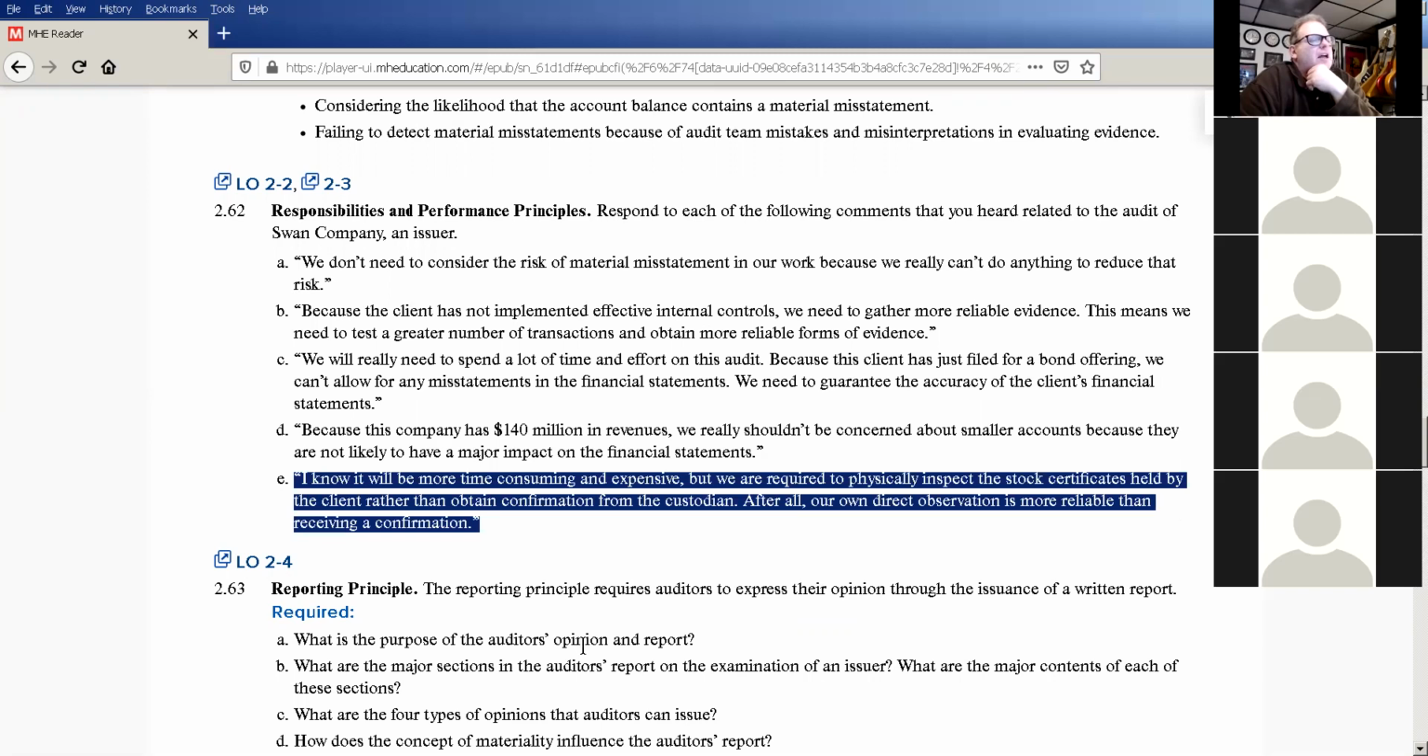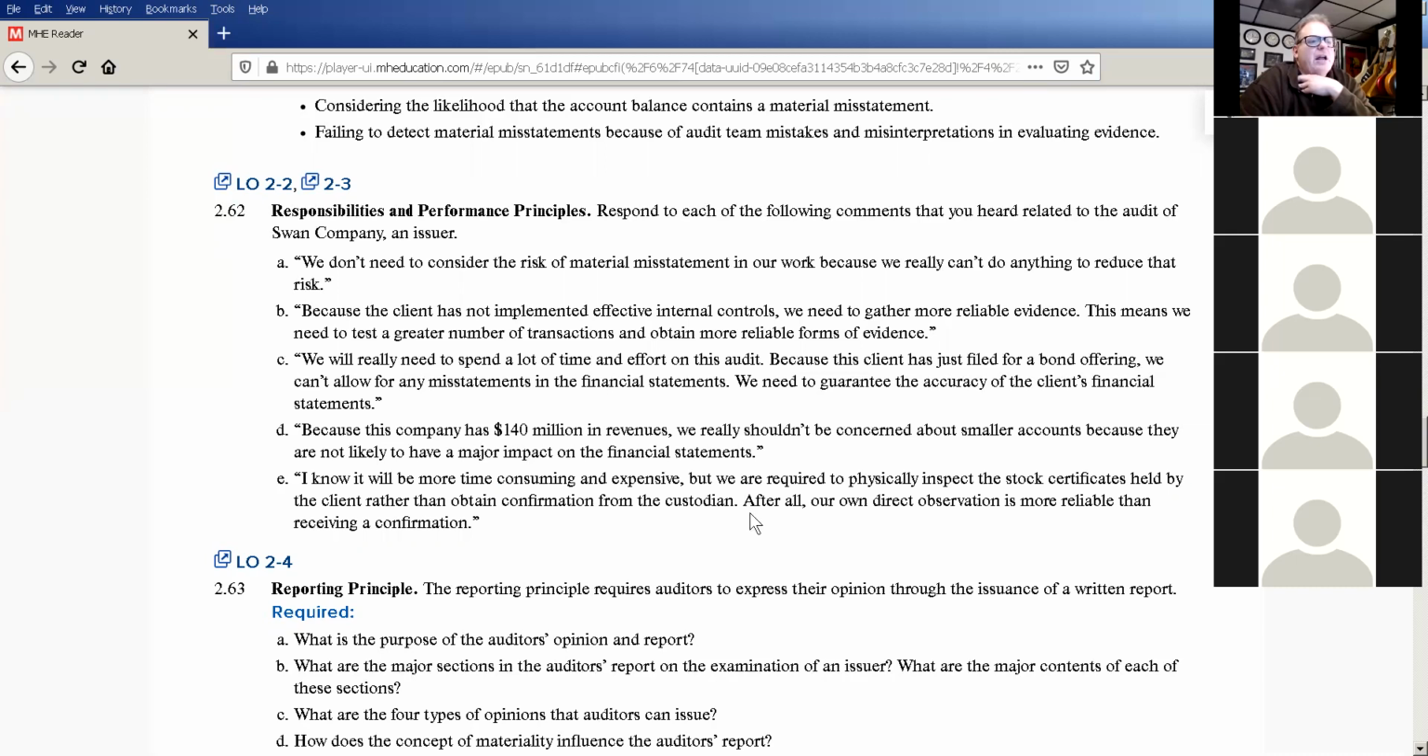I know it will be more time-consuming and expensive, but we are required to physically inspect the stock certificates held by the client rather than obtain confirmation from the custodian. After all, our direct observation is more reliable than receiving a confirmation. I think I disagree. Well, what they're saying is right. The direct observation is generally going to be better evidence.